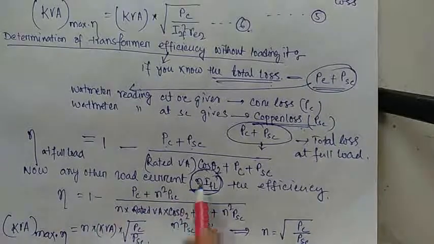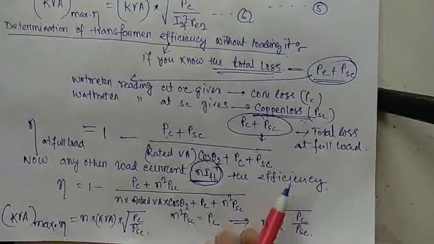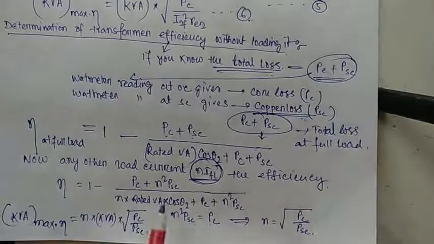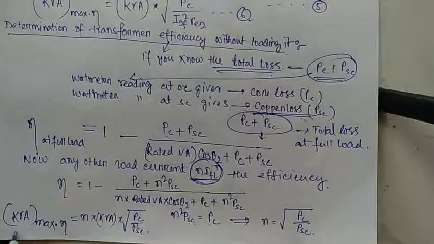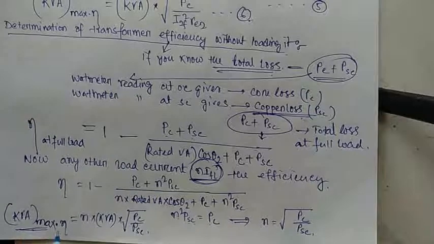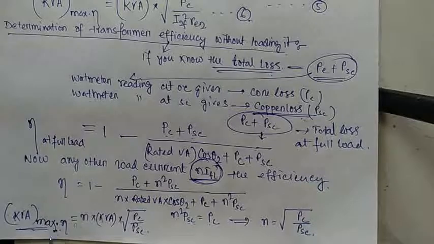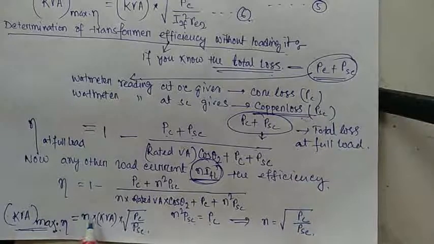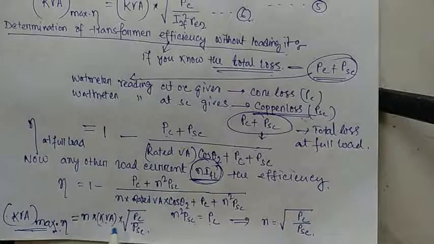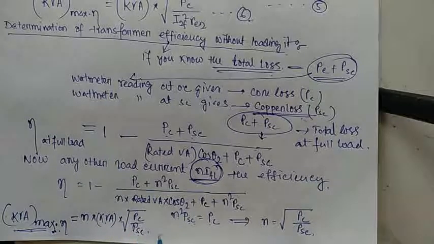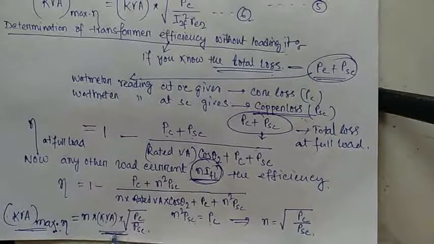When we take another load current equal to N IFL, remember that, at that time the KVA load at maximum efficiency is equal to N into KVA rated into the root of PC by PSC. Remember that equation.